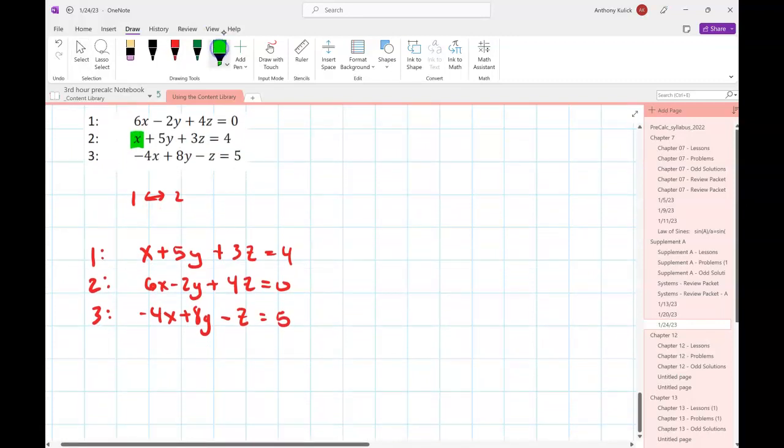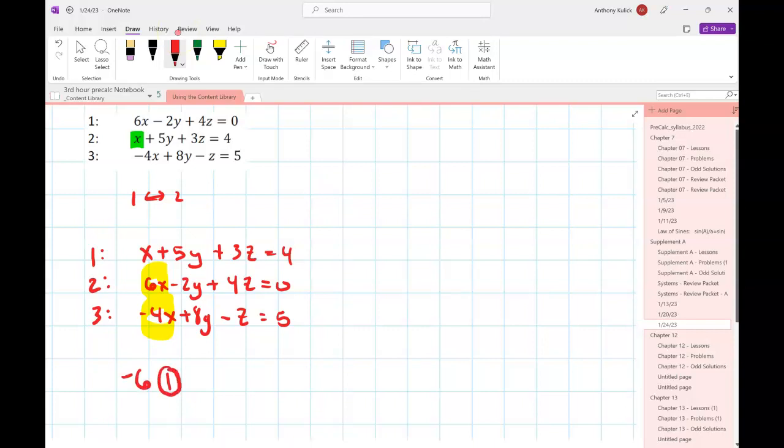And now what I want to do is get rid of the x's in equation 2 and then get rid of the x's in equation 3, right? So I'm going to do -6 times equation 1 plus equation 2, and I'm going to store that as my new equation 2. And then likewise, I'm going to do 4 times equation 1 plus equation 3, and I'm going to store that as my equation 3.